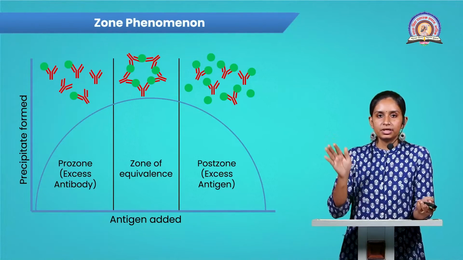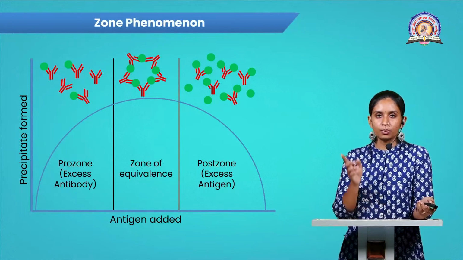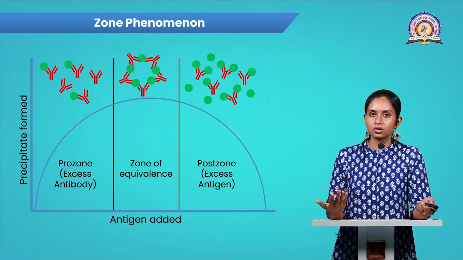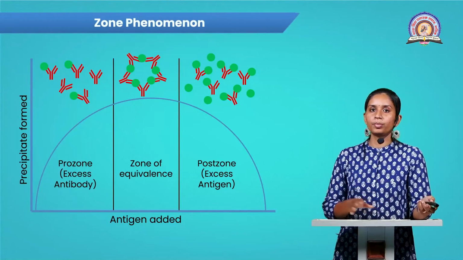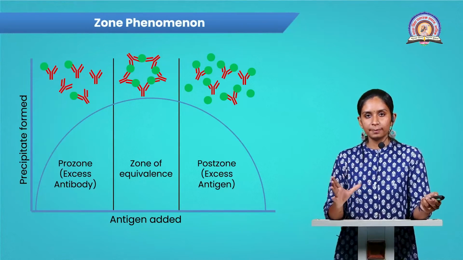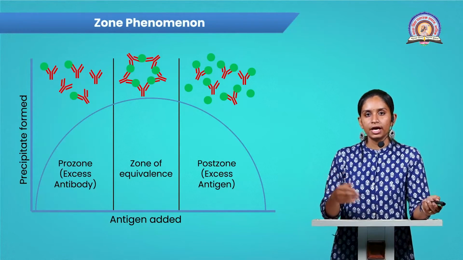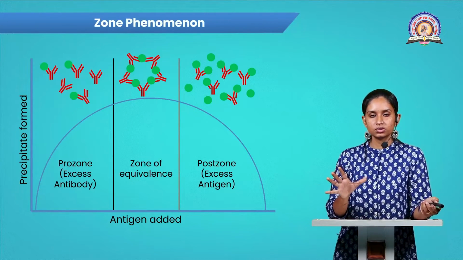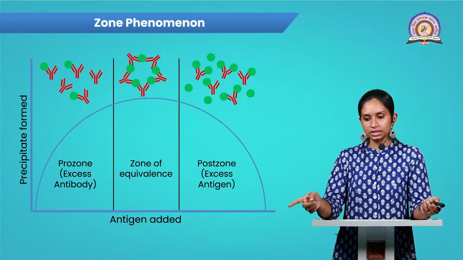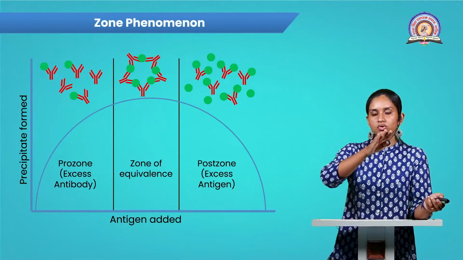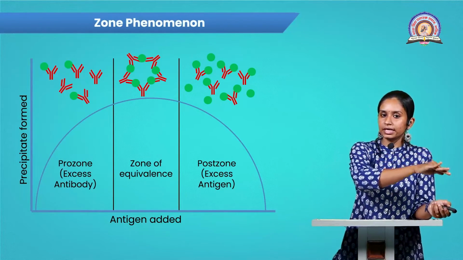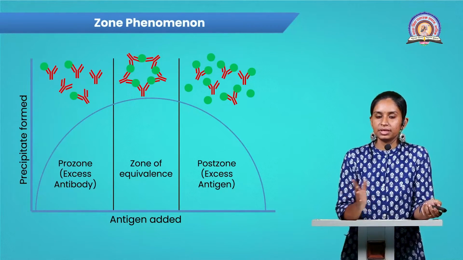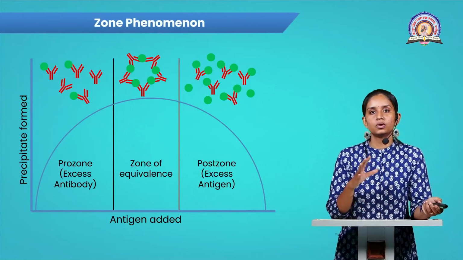Now in the middle region of this curve, what is happening? Both antigen and antibody are present in equal or optimal concentration, and due to that there is proper cross linking, and a larger aggregate immune complex is formed, resulting in the formation of precipitate. So how do you see the concentration of precipitate? In the first region it is lower, it increases in the zone of equivalence, and again it declines in the post zone region. So where do you get maximum interaction between antigen and antibody? In the zone of equivalence.